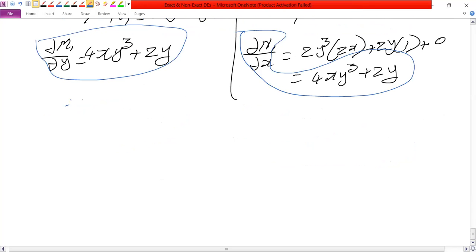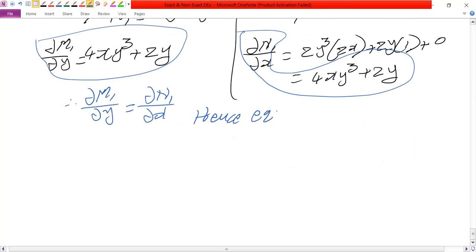Therefore, ∂M1/∂y equals ∂N1/∂x. Hence, equation 2 is an exact differential equation. Since it is an exact DE, we need to find its solution.